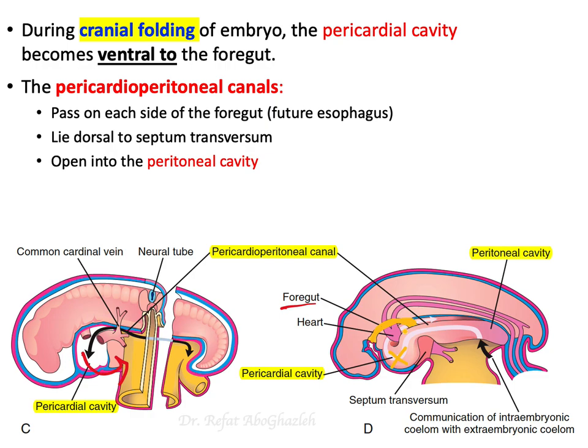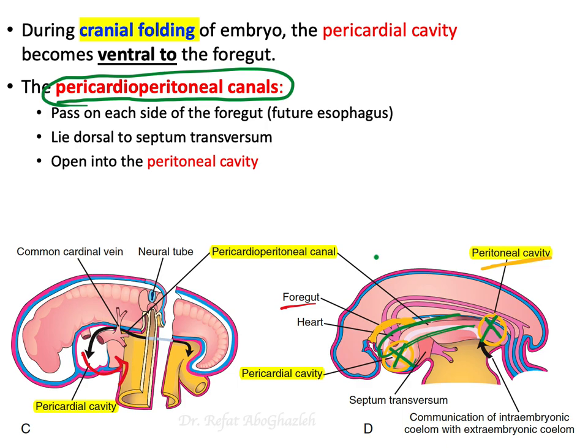Anyway, this is the pericardial cavity, and this is the peritoneal cavity in the abdomen, the cavity of the abdomen. There is a connection in between, which is the limbs of the cavity. We call it the pericardio-peritoneal canal. So you have here another one here. They will fuse to each other later, right? So remember this canal. This is very important, which is the pericardio-peritoneal canal. This is the canal, right?